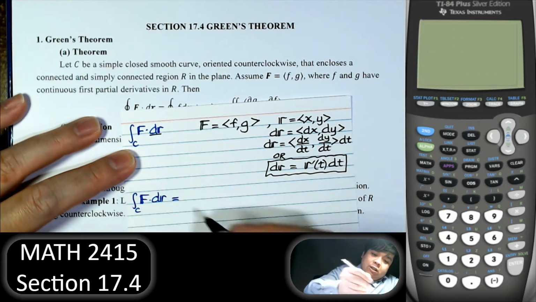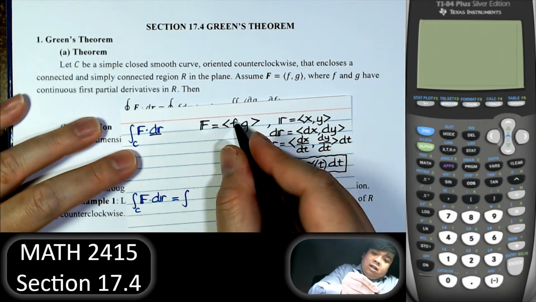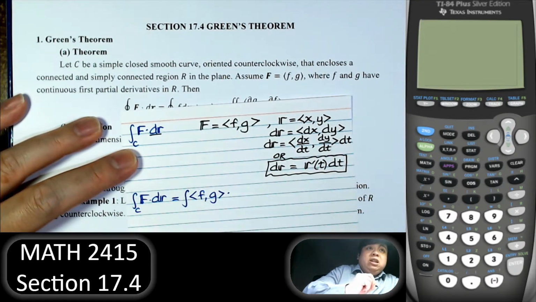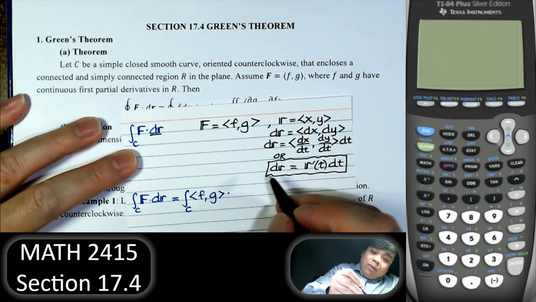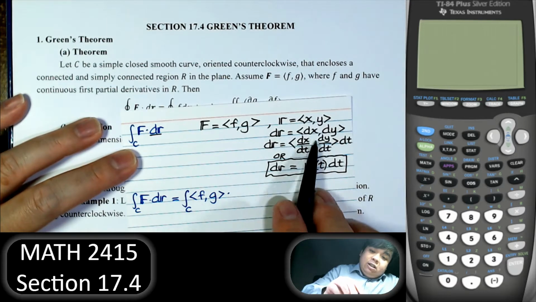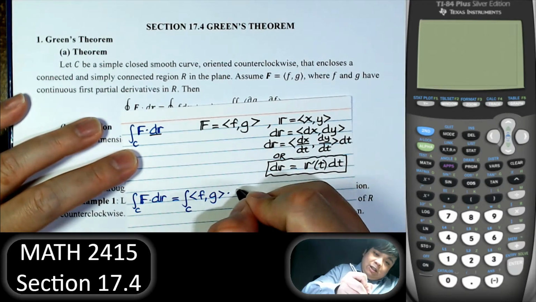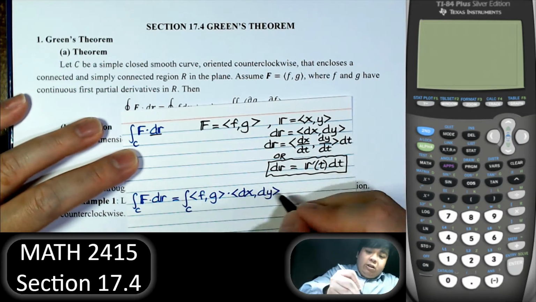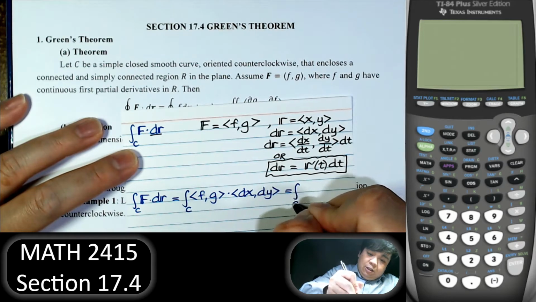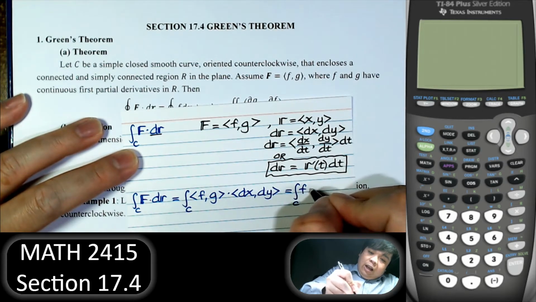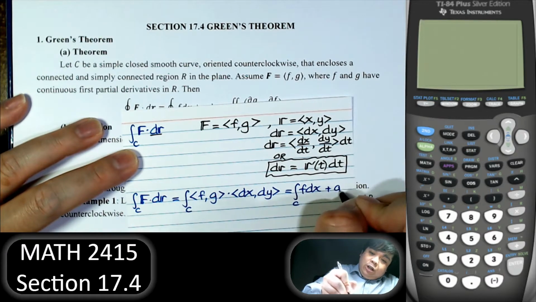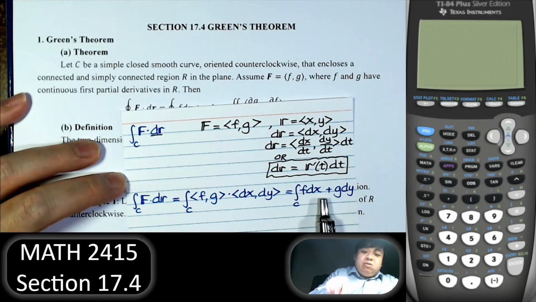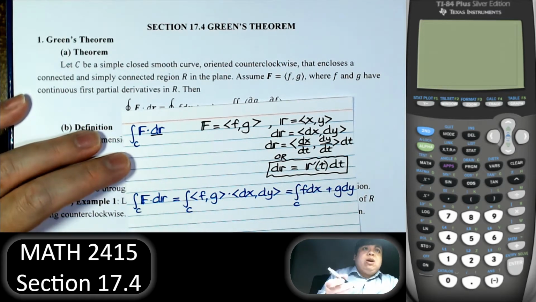Equal to that vector field. I just write two components just for the simplicity of it. And then dr, you can use any of this. I'm going to use this one. The dot product gives us f dx plus g dy. Usually in Green's theorem, you will see the line integral is given in this form, but actually that is the same thing as this one.